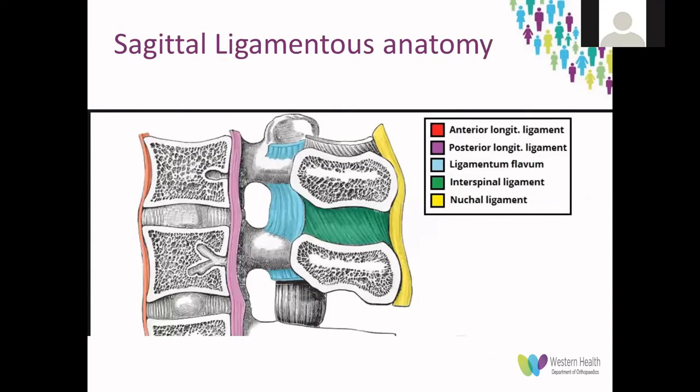So the sagittal spinal anatomy: the anterior and posterior longitudinal ligaments run the length of the spine, providing support to the vertebral bodies and discs. The ligamentum flavum connects the lamina of the adjacent vertebrae, and the interspinous ligament connects the spinous processes. The nuchal ligament, the yellow one there posteriorly, is unique to the C-spine. It attaches the spinous processes of C1 to C7, and it's also an attachment point for trapezius and the rhomboids in the muscular anatomy.